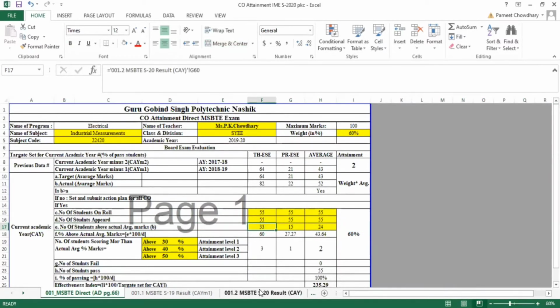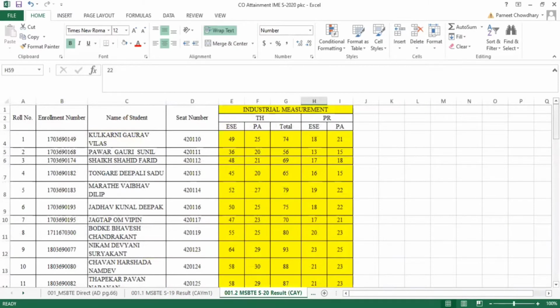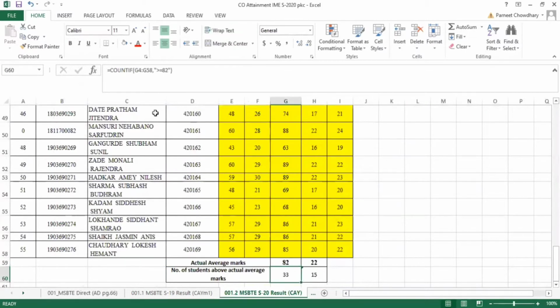Again for this also, here I have applied this formula. Here you just have to change the value as to how much will be your average marks. Now here my average is 82, so I have written 82. Here my average is 22, so here for practical I have written 22. So in this formula, the count formula is used.